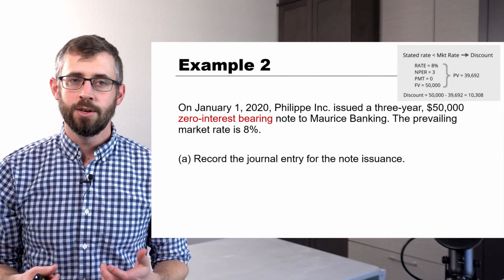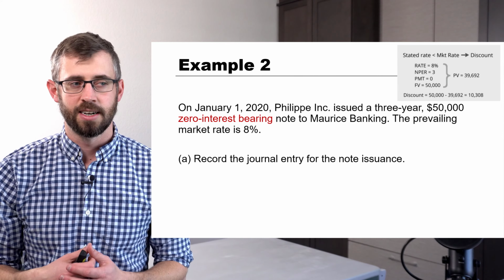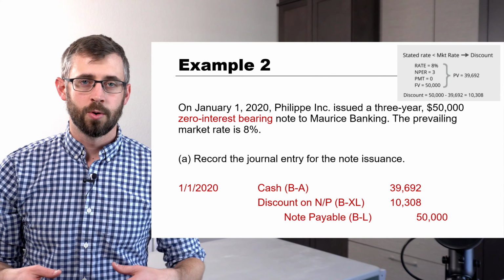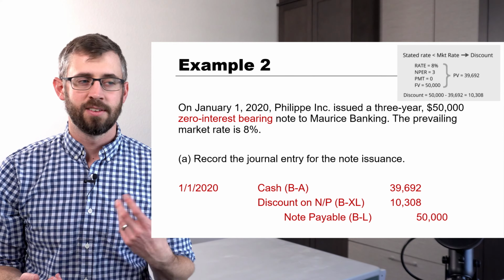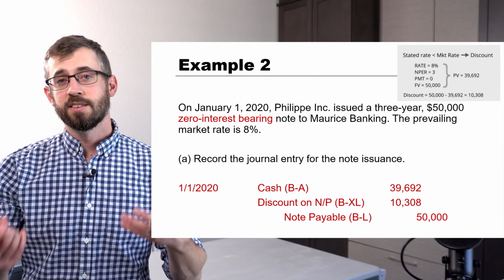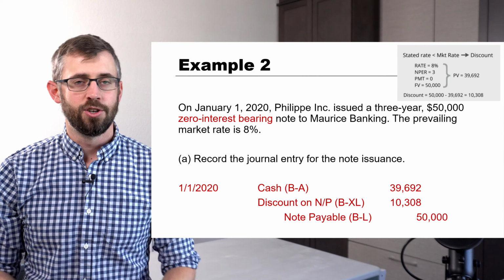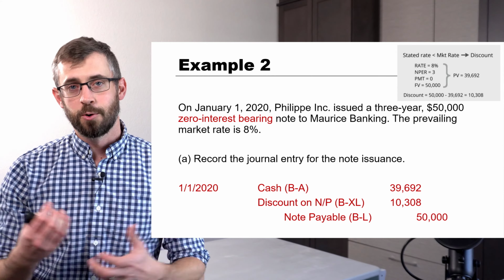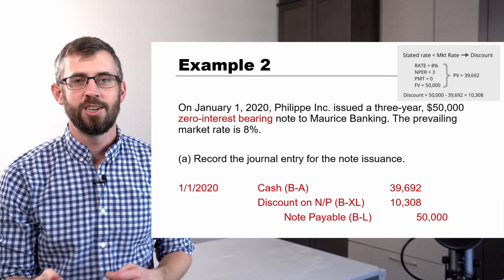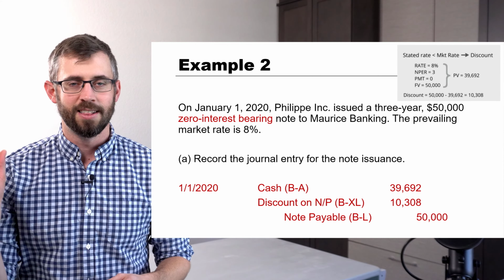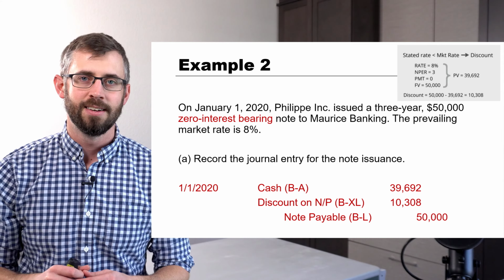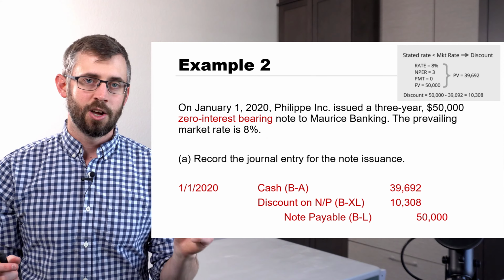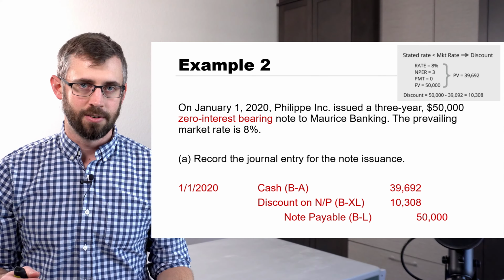So the present value here is $39,692. And so that means as the borrower, I can borrow that $39,692. And because I borrowed $39,692, my liability will equal $39,692. But of course, the way GAAP likes to do this is they like to put the face value of the liability in the note payable account, so the full 50 grand in the credit to note payable, and they like to adjust the note payable with the premium or discount account.